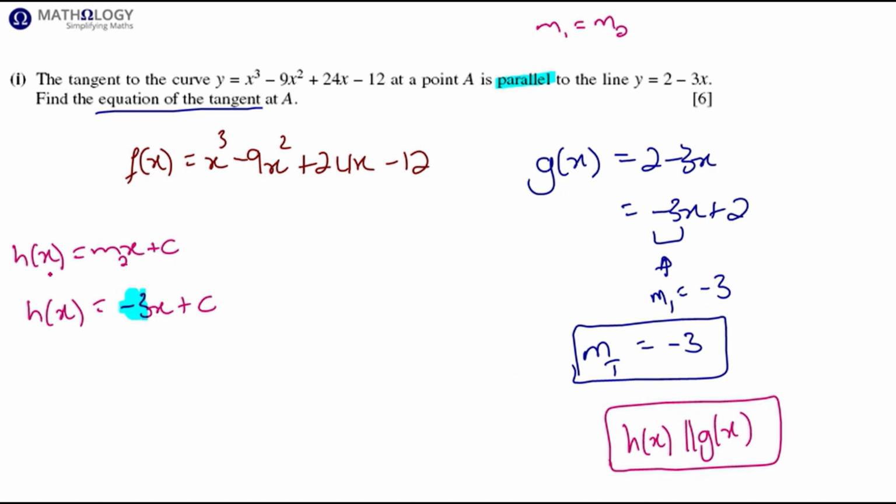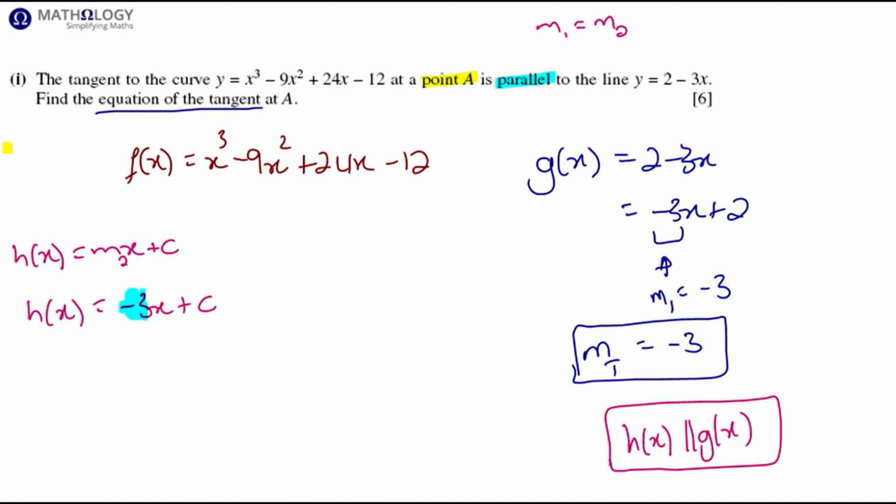Now to find the equation of h of x, we need a point that lies on the tangent. Now that point is point A. We're given that the tangent to f of x is at point A. Now, we don't know what the coordinates of A are. We're going to have to determine what they are. We are told that the tangent to f of x is parallel to the line g of x.